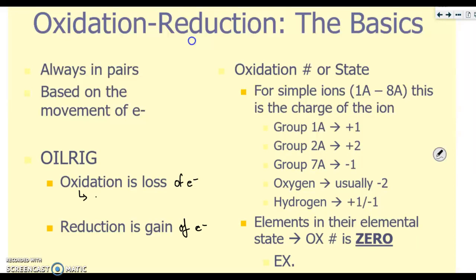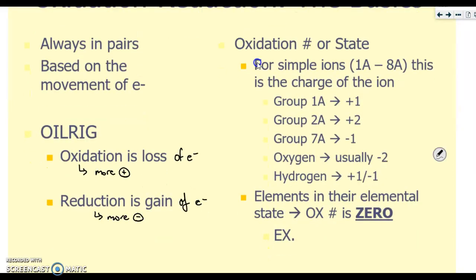When something loses electrons, it becomes more positive. When something gains electrons, it becomes more negative. That's going to be important shortly. All elements have an oxidation number or state. For simple ions, usually it's the charge on the periodic table, so +1, +2, and so on. So group 1A is +1, group 2A is +2, group 7A is -1, usually. Oxygen is usually -2, and then hydrogen can actually be +1 or -1, depending upon what it's bound to.